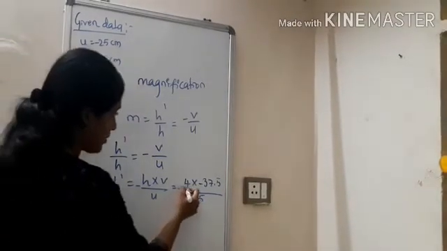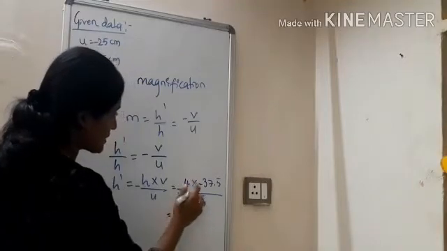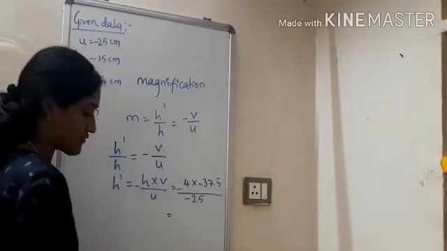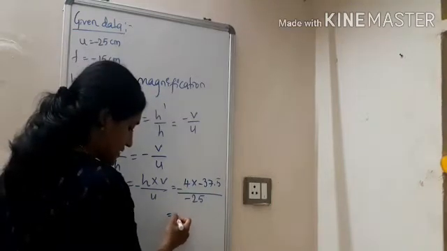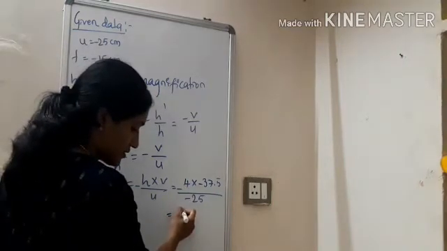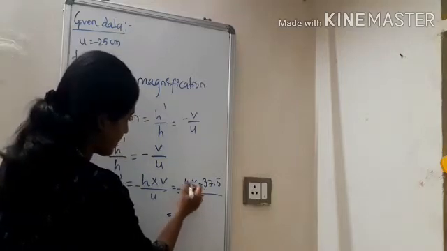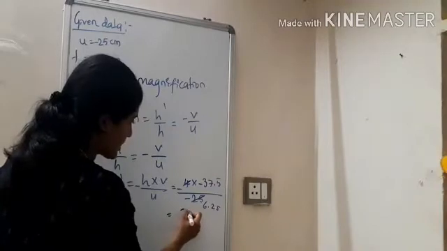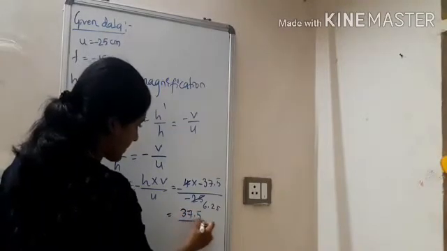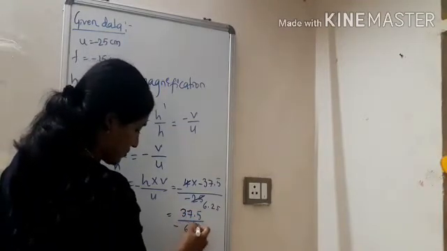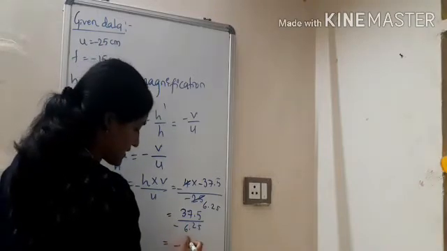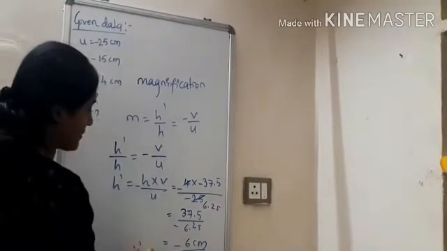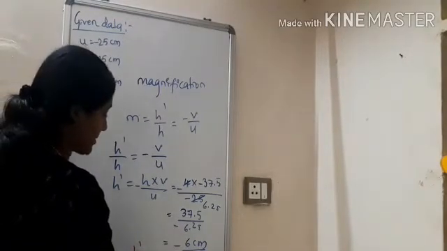Now do the multiplication of minus 37.5 into minus 4, you will get 37.5 divided by minus 6.25. Finally you will get minus 6 centimeter. Okay, height of the image will be minus 6 centimeter.